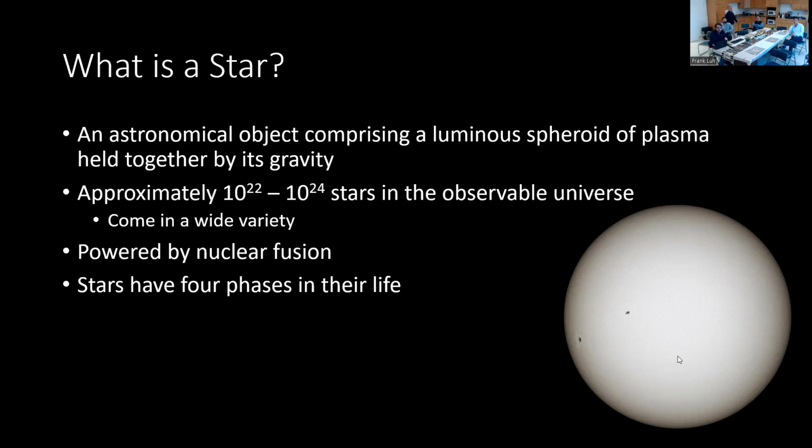All right, so what is a star, right? A star is an astronomical object comprising a luminous spheroid of plasma held together by its gravity. It's just a fancy way of saying it's a hot ball of gas. There are approximately 10^22 to 10^24 stars in the observable universe, and they come in a wide variety, mostly based on their mass. That will generally change how they are observed. They're powered by nuclear fusion, so they generate energy by combining lighter elements into heavier elements, and generally stars have about 4 phases in their life.